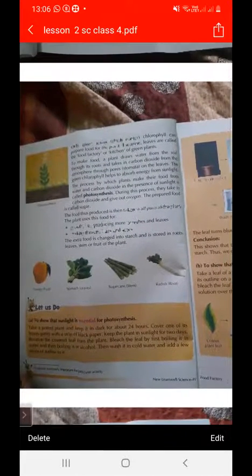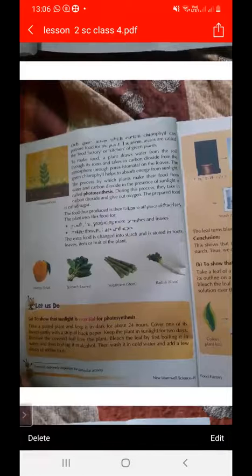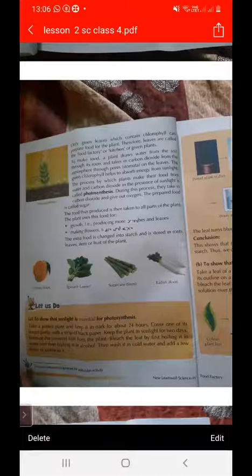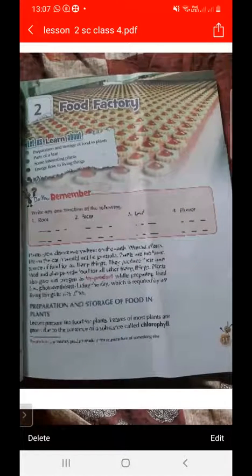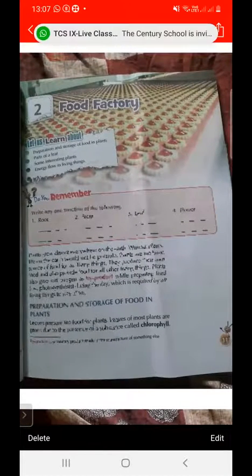So there are questions that arise. What do we mean by photosynthesis? What do we mean by chlorophyll? What do we mean by sugar? What is the use of food prepared by the plant? And how is the extra food stored in the parts of the plant? Firstly, we will know what we mean by food. Again, I am repeating lesson number 2, food factory.